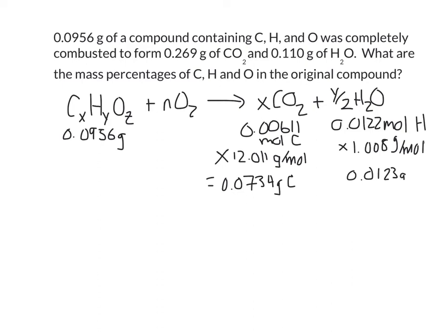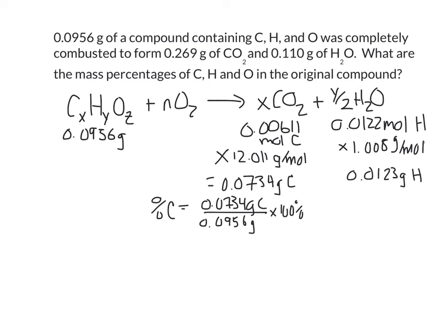And if I multiply 0.0122 times 1.008, I end up with 0.0123 grams of hydrogen. Then mass percent is going to be the mass of the part divided by the mass of the whole. So if I want mass percent carbon, I take the mass of the carbon divided by the total mass of the compound that I started with, 0.0956 grams, and then times 100% to get it into percentages.